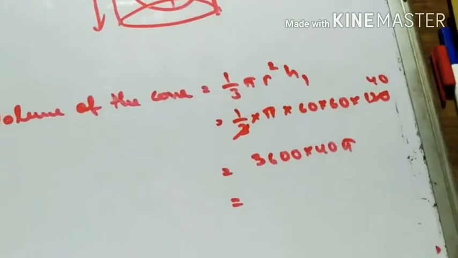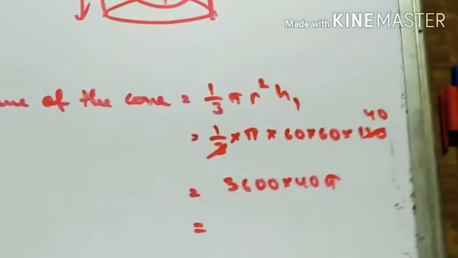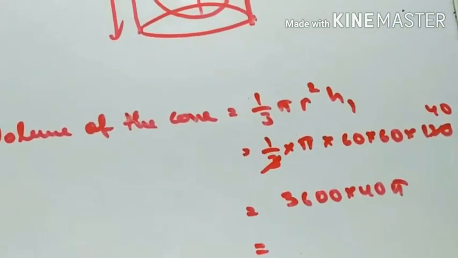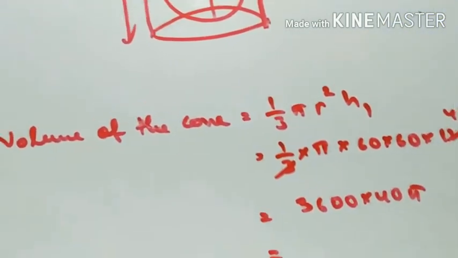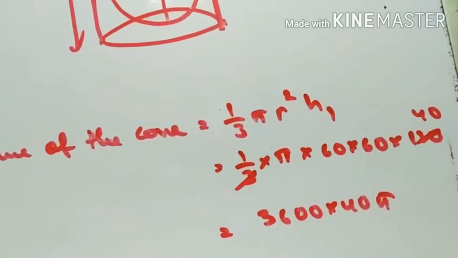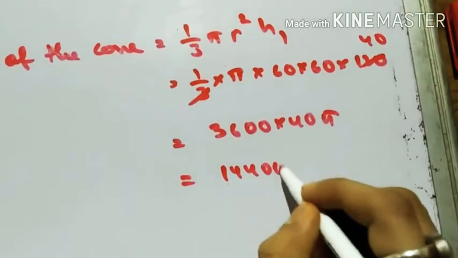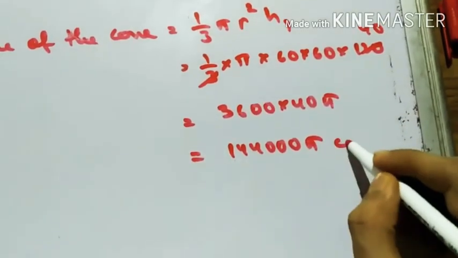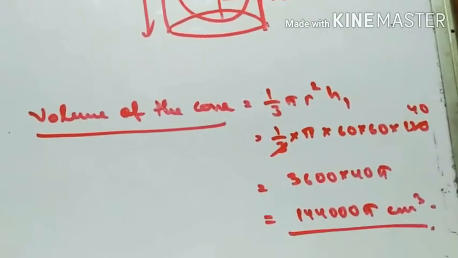If I multiply 3600 into 40, I will get 144000 pi centimeter cube. This will be the volume of the cone. Okay, volume of the cone.